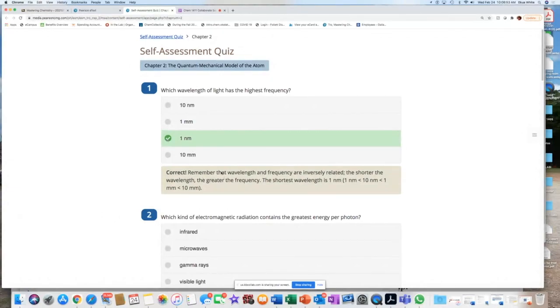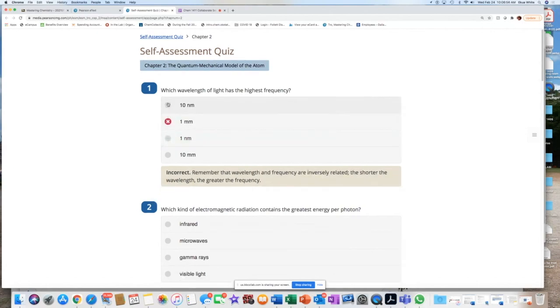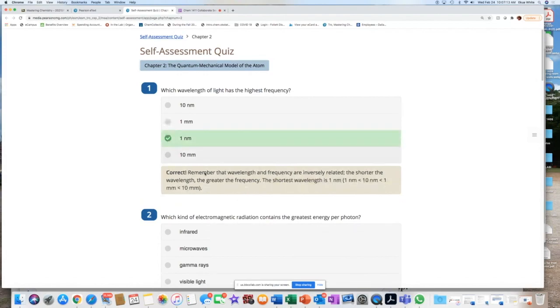So yeah, they remind you, right? So let's say you got it wrong. You did this, and as you're guessing through here, say you don't have time to go through everything, they tell you what to remember, like what relationship to look at. Wavelength and frequency are inversely related. The shorter the wavelength, the greater the frequency. So you're looking for the shortest wavelengths. And of course, even when you get it right, they give you the logic that produces the right answer.